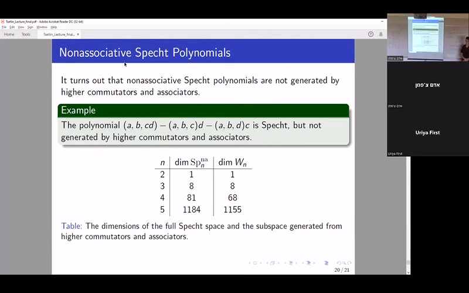I have a question. The resolution, we said that it is exact except for small primes. So do you know if it is not exact? We don't know whether it's exact. We just don't know. The original formula for the dimension of the Specht polynomials holds in any characteristic. Okay.